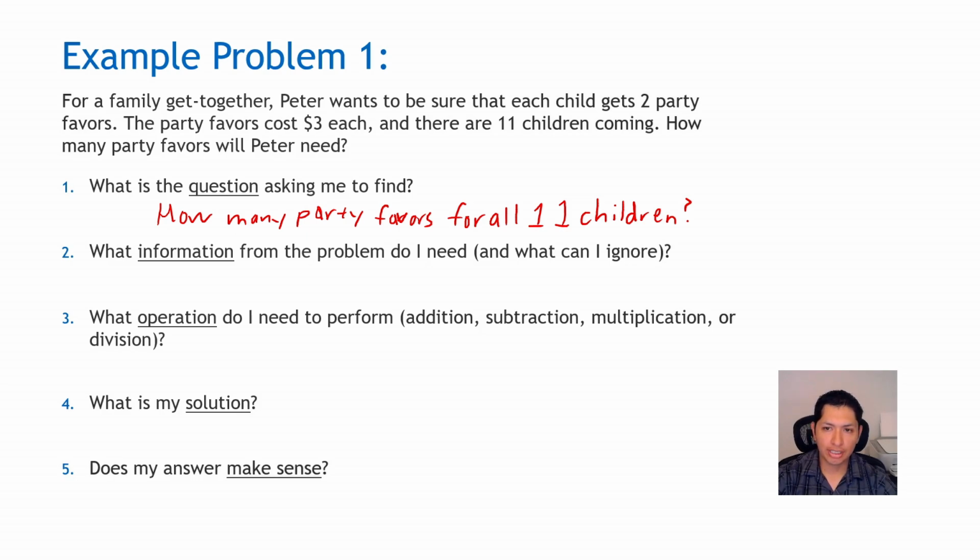So I'm going to highlight the different information that I see. In my mind, the information that is most relevant in math tends to be the numbers. So I'm going to highlight the numbers. It says that each child gets two party favors, so I'm going to highlight or underline that. The party favors cost $3 each, and there are 11 children coming.